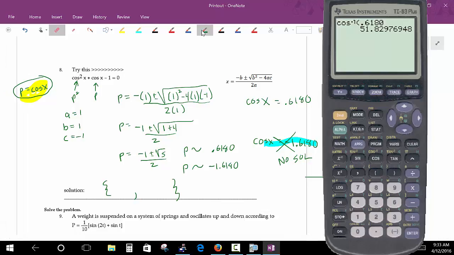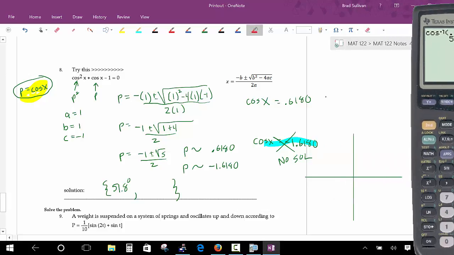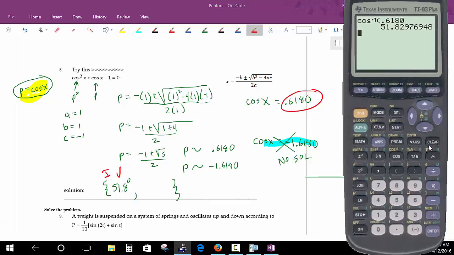Okay, so what we have is a quadrant 1 answer. Let's just use that as 51.8 degrees. So where are the 2 places where the cosine is equal to a positive number? What are the 2 quadrants? 1 and where else? 4. Good. Okay, so we've got the quadrant 1 answer. The calculator gave that. So how do you find the quadrant 4 answer? 360 minus 51. Right, all the way around the circle, 360 minus 51.8 gives 308.2.